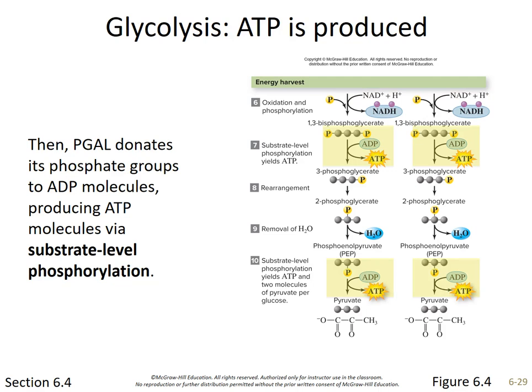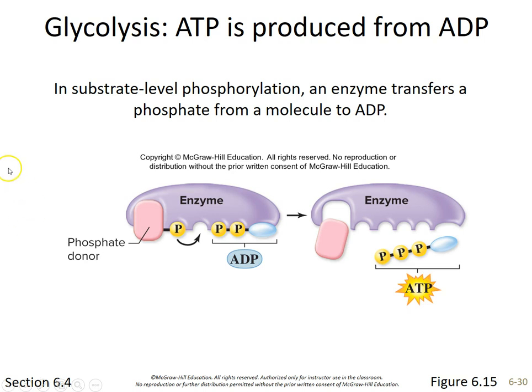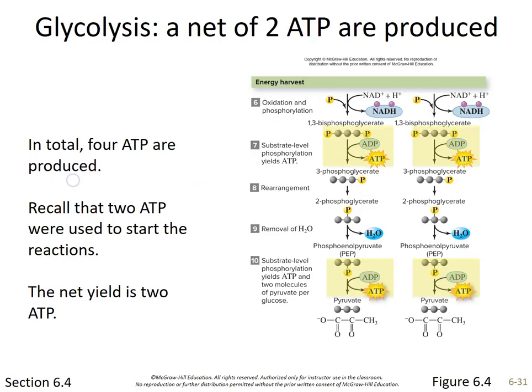So then PGAL donates its phosphate groups to ADP, producing ATP molecules. This is substrate level phosphorylation. Okay, glycolysis. ATP is produced from ADP. An enzyme transfers phosphate from a molecule to ADP, and it in effect recharges the battery from ADP back to ATP, our high energy molecule.